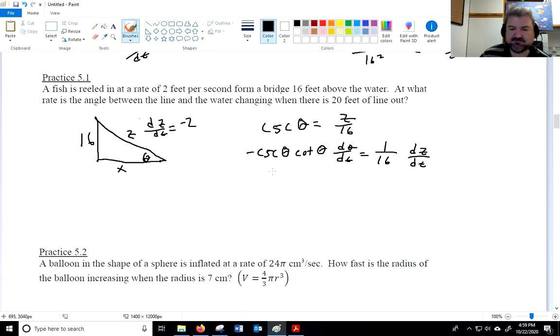All right, so then when I start plugging stuff in, well, we've got to figure this out. It said when there's 20 feet of line out. So 16, 20, this is a 3, 4, 5 triangle, so this is everything times 4, though, right? So 3 times 4 is 12, 4 times 4 is 16, 5 times 4 is 20. So cosecant would be hypotenuse over opposite. So that's 20 over 16, which is 5 over 4. So this is a negative 5 over 4. Cotangent is adjacent over opposite. Remember, it's tangent flipped over. Tangent's opposite over adjacent. So it's 12 over 16, which is 3 over 4.